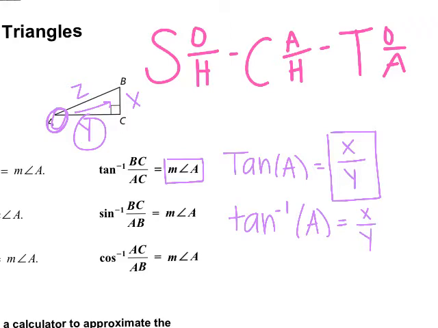Tangent inverse is actually a button on your calculator. If you hit second tangent, if you have one of those graphing calculators like mine, you'll see a TAN with a little -1 above it. It'll look something like this. Sometimes on regular calculators they have this button already, so maybe you don't have to hit second. But you do want to look for a TAN with a little -1.